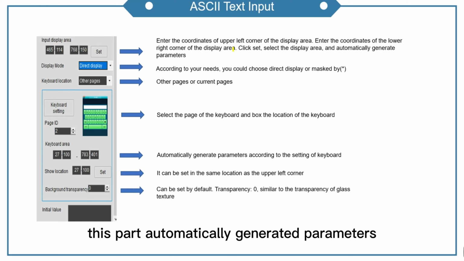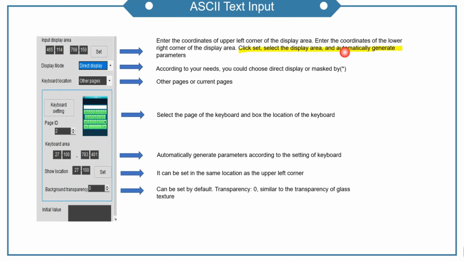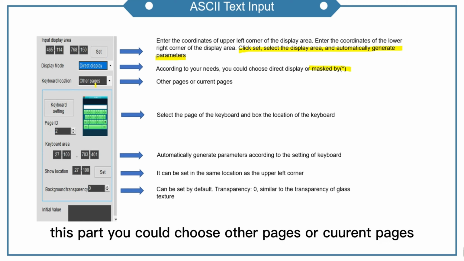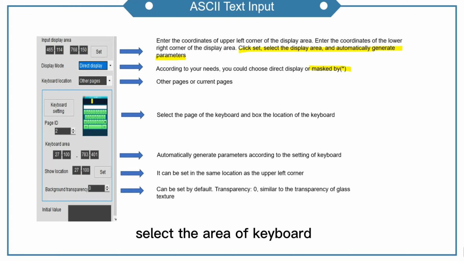This part is automatically generated parameters. Here I choose direct display. You could choose masked by. This part you could choose other pages or current pages. Select the area of keyboard. The next page I will introduce this part.